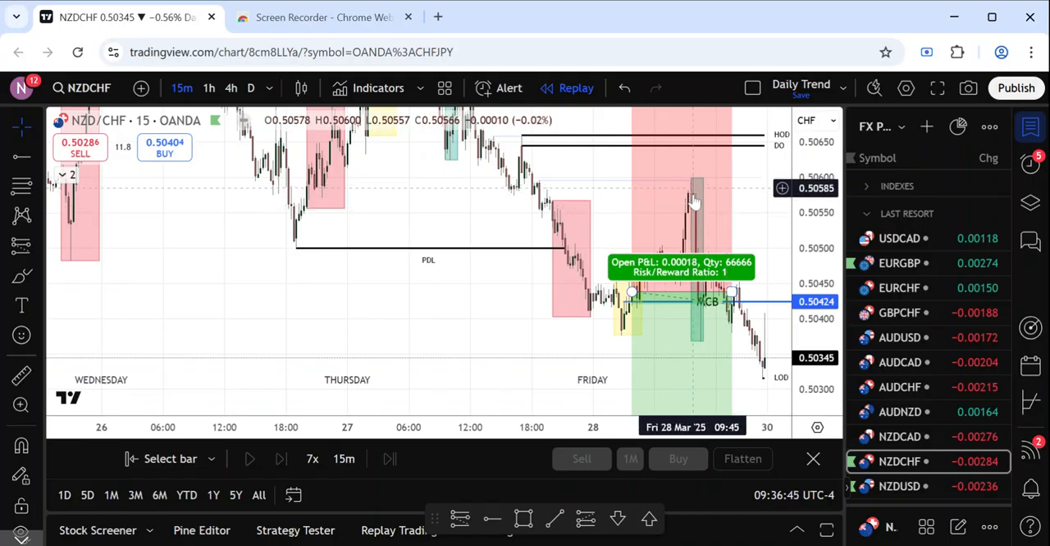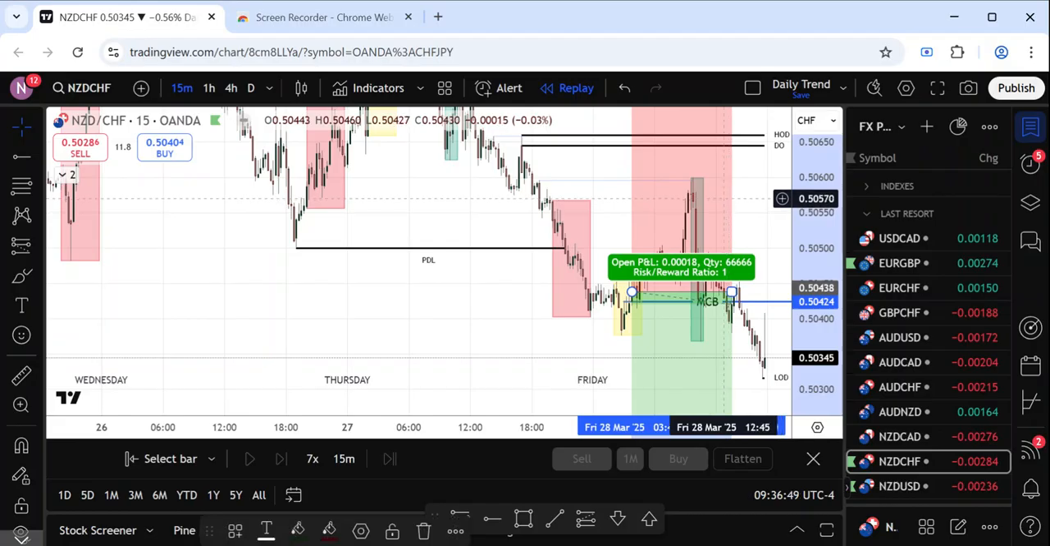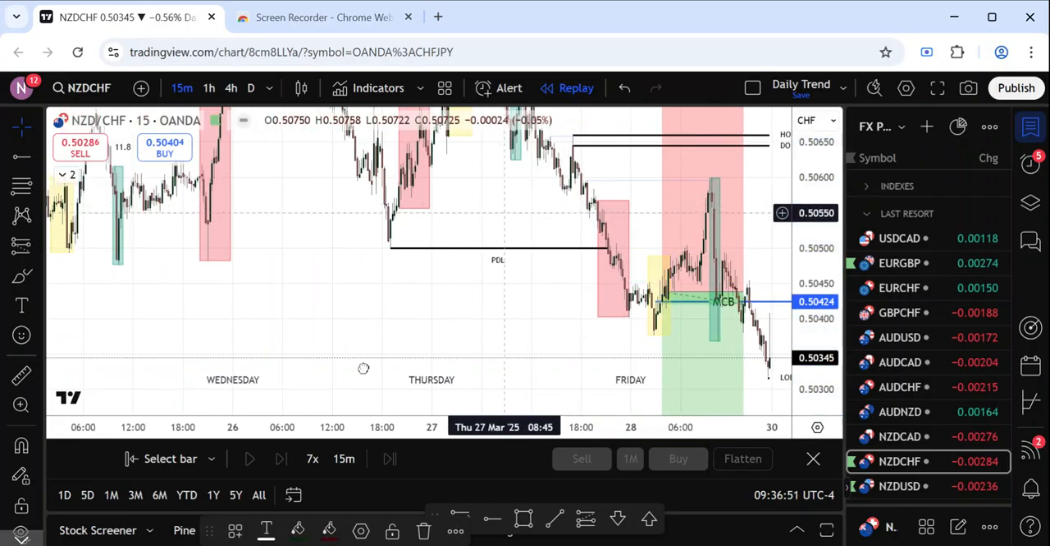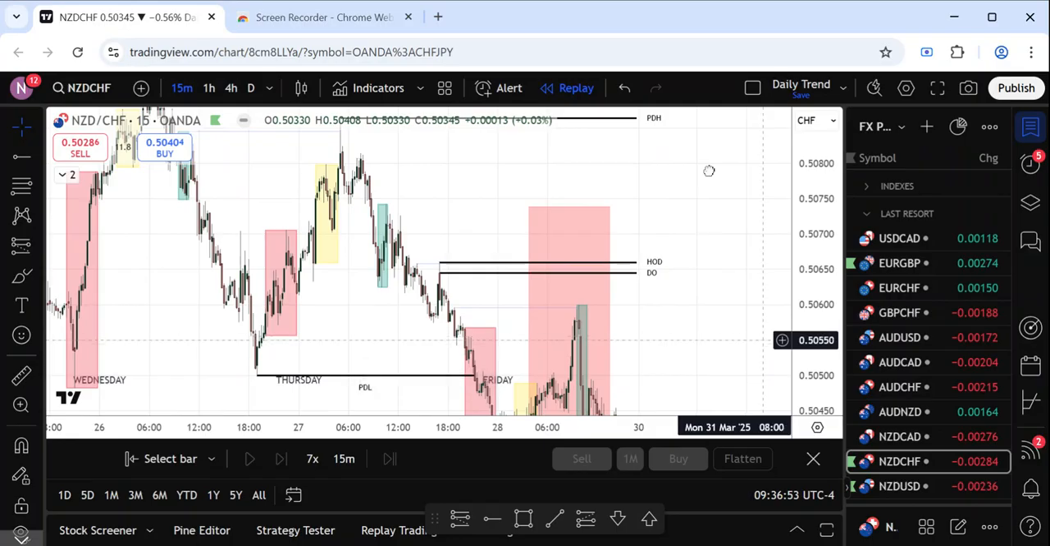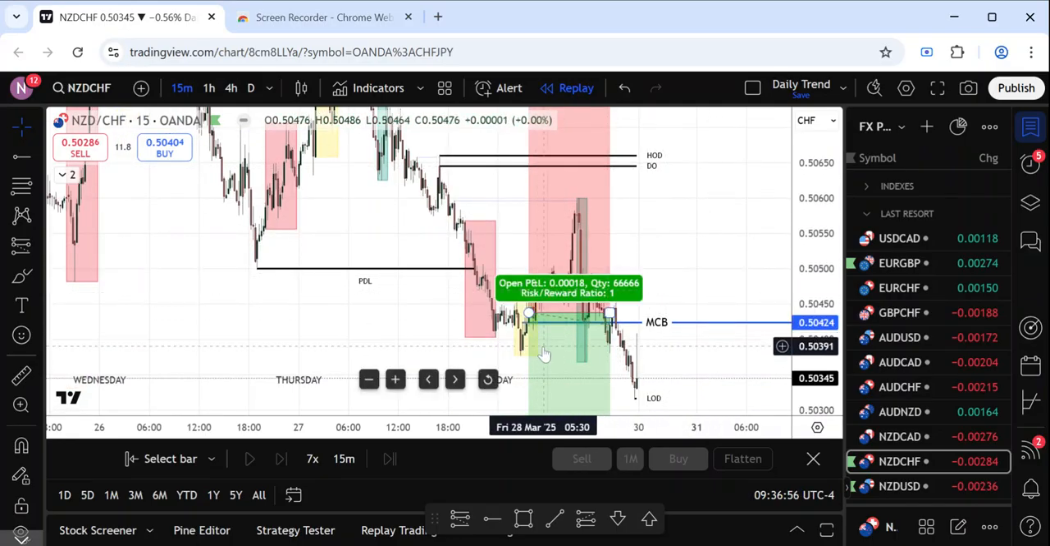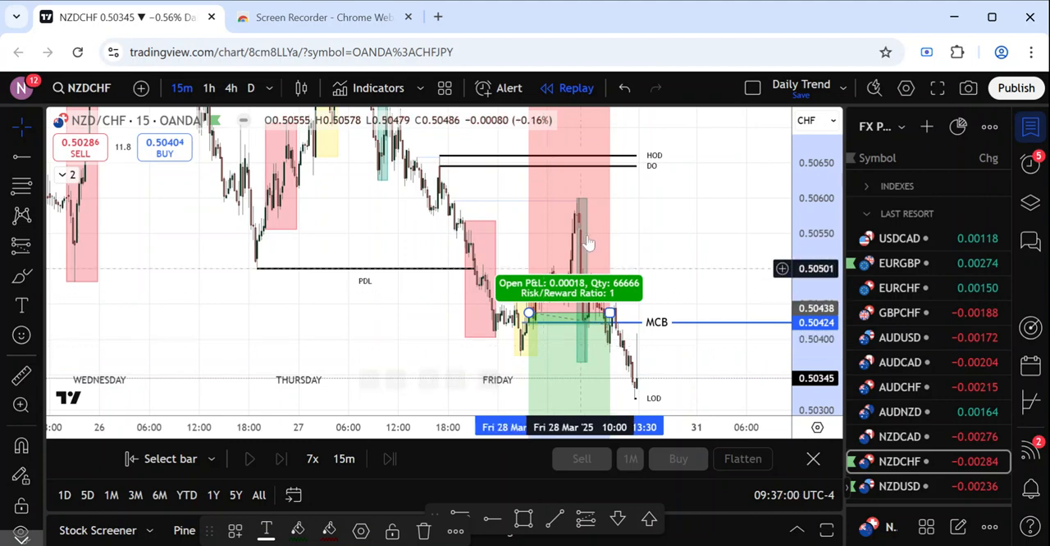I exited right when the USA session started, because there are times where the USA session will give you a reversal, or in this case, a trend continuation, because the trend was just short. It just kept going down. The reason I got out was because I was in profit in both this trade and Euro Pound, which I'll do for the last one.